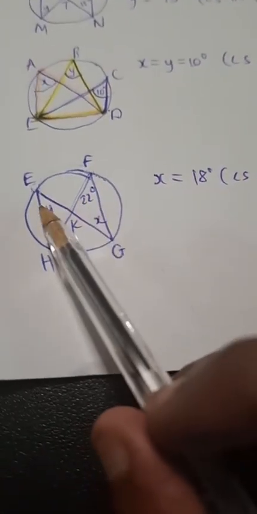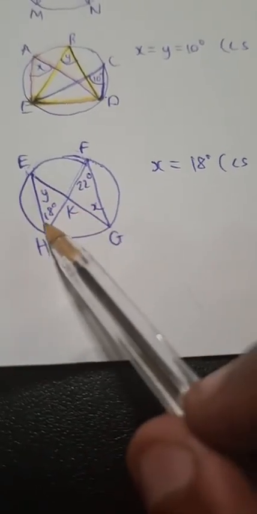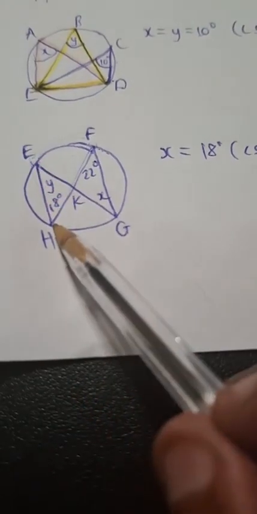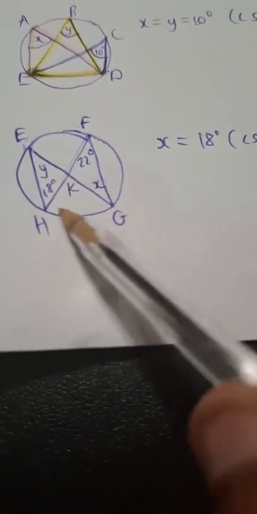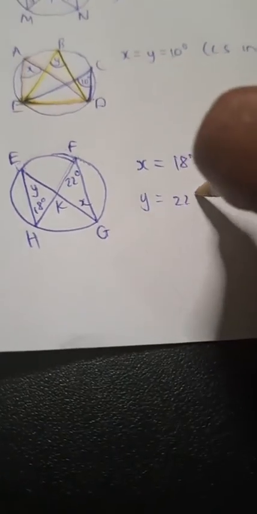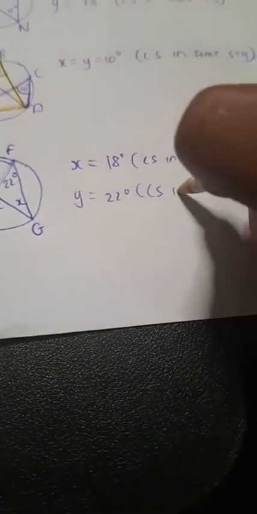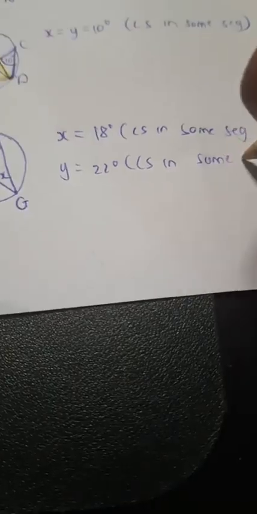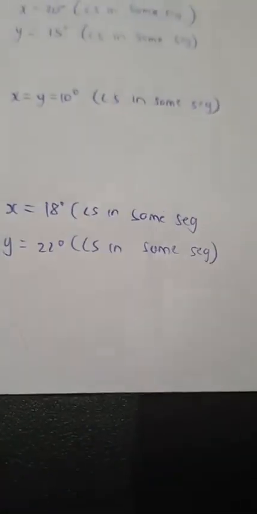Okay, in the same vein, we want y. Arc HG is subtending angle y, and arc HG is subtending angle 22 degrees, which is f. So therefore y is equal to 22 degrees, and rightfully, as you have said, angles in same seg.